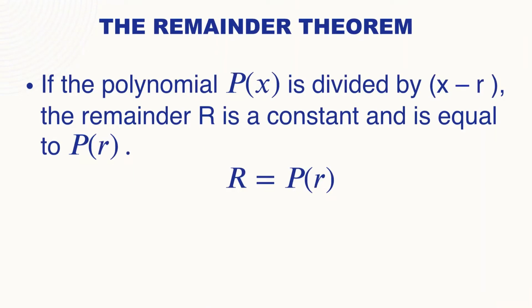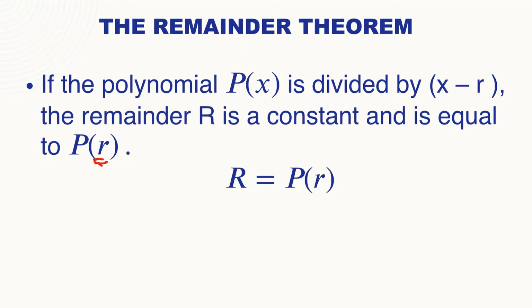The remainder theorem states that if the polynomial p of x is divided by x minus r, then the remainder r is a constant and is equal to p of r. So in notation, we have r equals p of r. Now this means that we simply have to solve for the value of small r here.